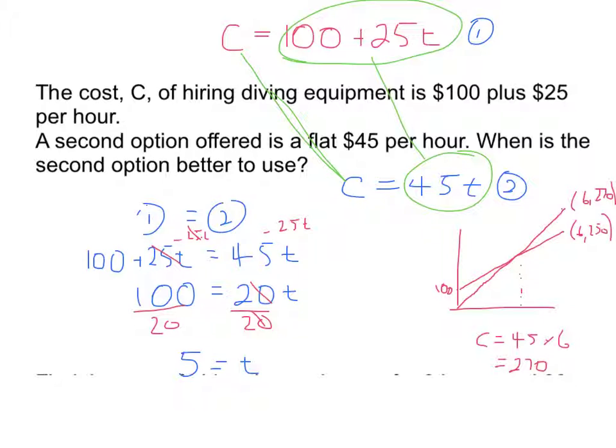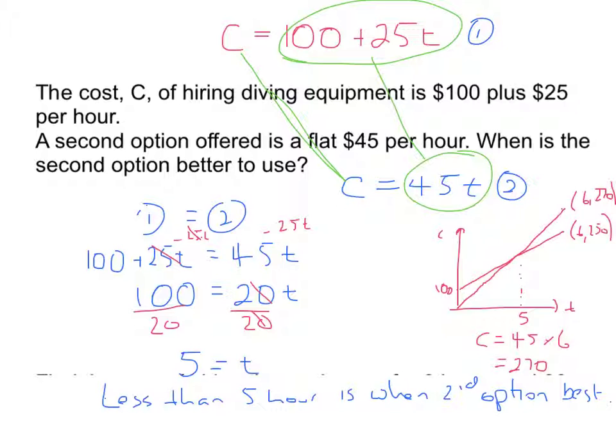And this point here, it's not quite the scale that your sketches should be, a bit better, but we're going to label it after 5 hours. That's where it's more expensive to use the second option or cheaper to use the first option. So in our instance, our solution will be less than 5 hours is when the second option is better. And that's the end of that.